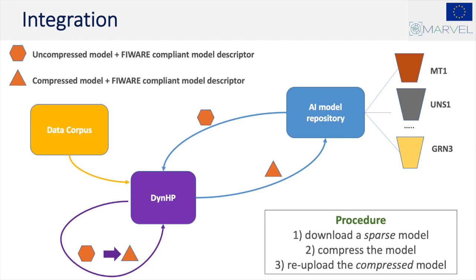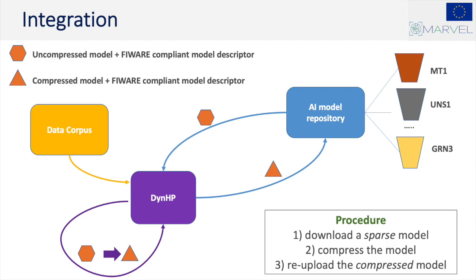The DynHP component is part of the AI training workflow in the MARVEL architecture. As with any other AI component, it interacts with the data corpus and the AI model repository, which is a storage based on MinIO collecting all the AI models produced in MARVEL. Each model in the AI model repository is accompanied by a model descriptor based on the FIWARE standard, customized with additional fields to meet our needs.